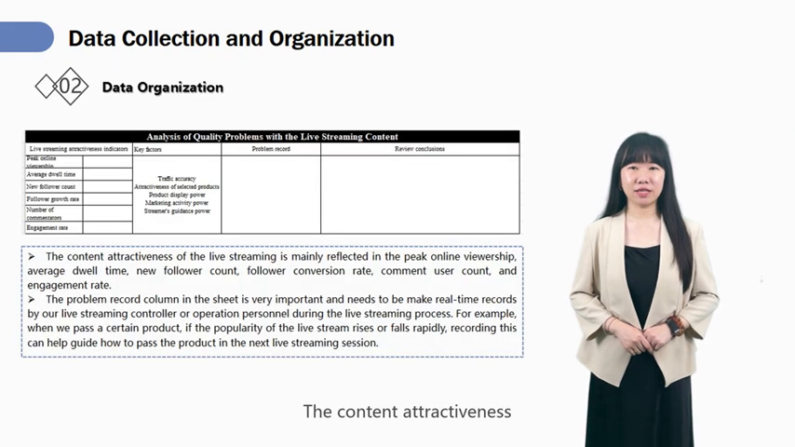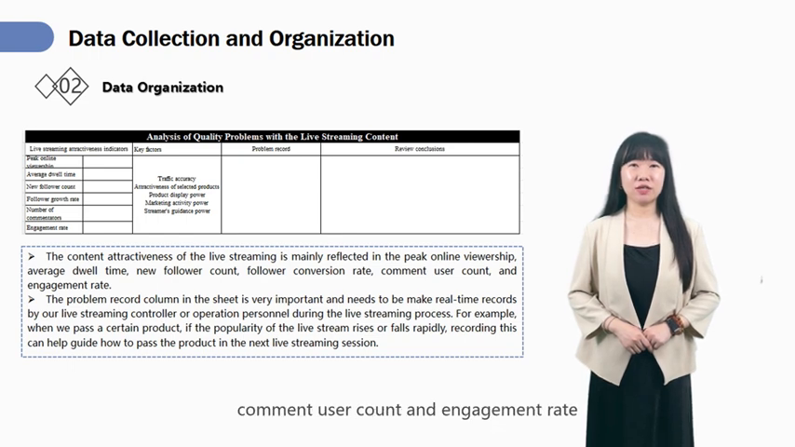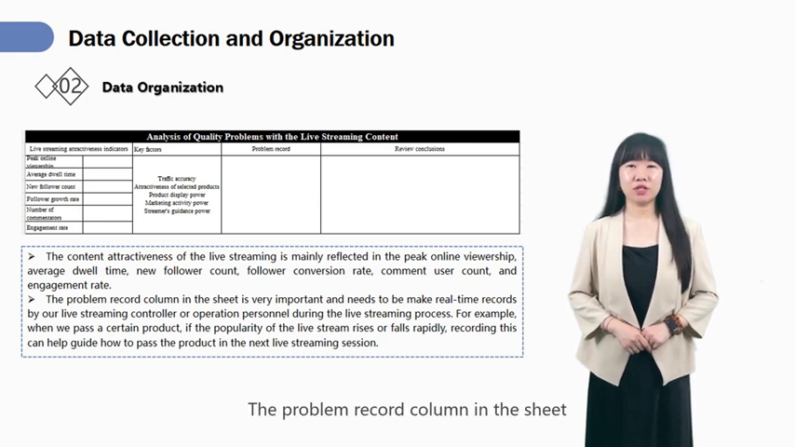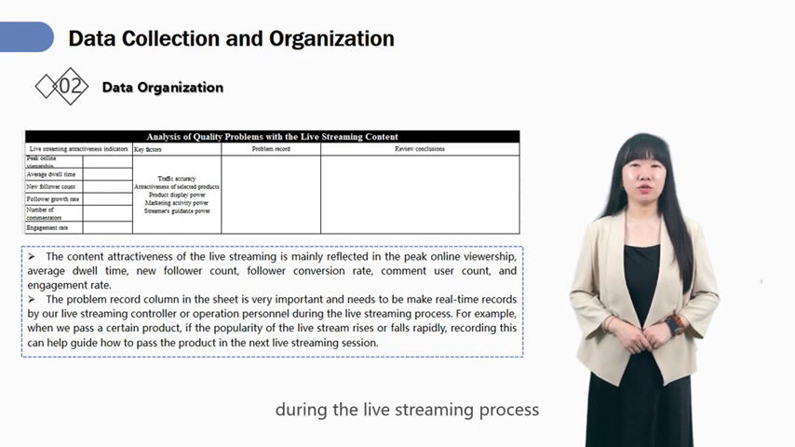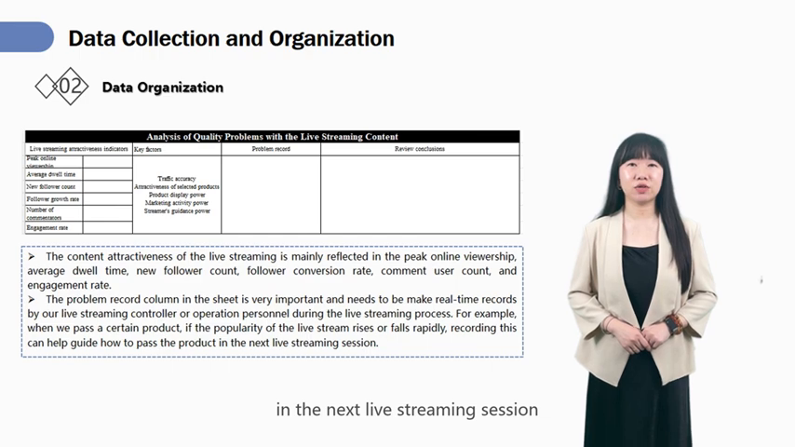The content attractiveness of the live streaming is mainly reflected in the peak online viewership, average dwell time, new follower count, follower conversion rate, comment user count, and engagement rate. The problem record column in the sheet is very important and needs to be recorded in real time by our live streaming controller or operation personnel during the live streaming process. For example, when we pass a certain product, if the popularity of the live stream rises or falls rapidly, recording this can help guide how to pass the product in the next live streaming session.